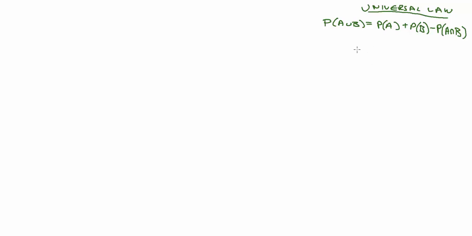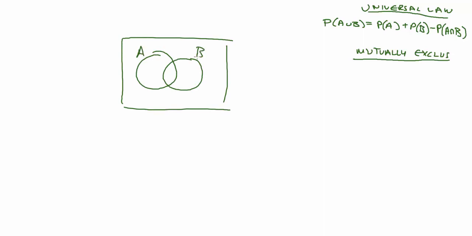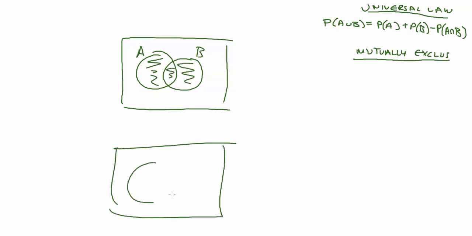Then you've got mutually exclusive stuff, which I'll go into in a second. As a universal law, imagine you've got a Venn diagram like that, and that's A and B. It's saying if you want to find P of A or B, then the way you do it is like this.